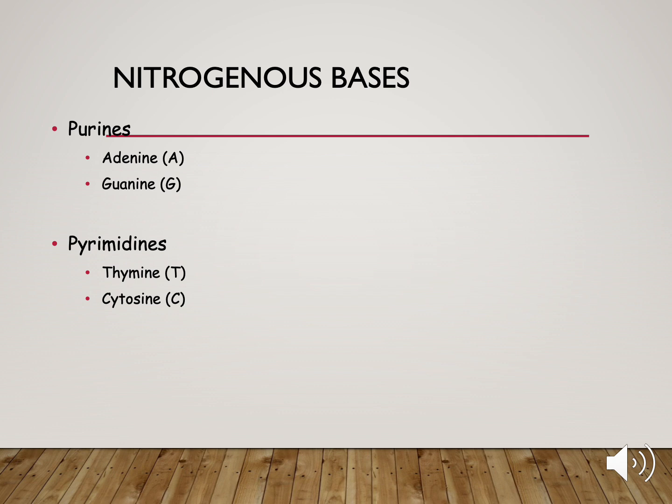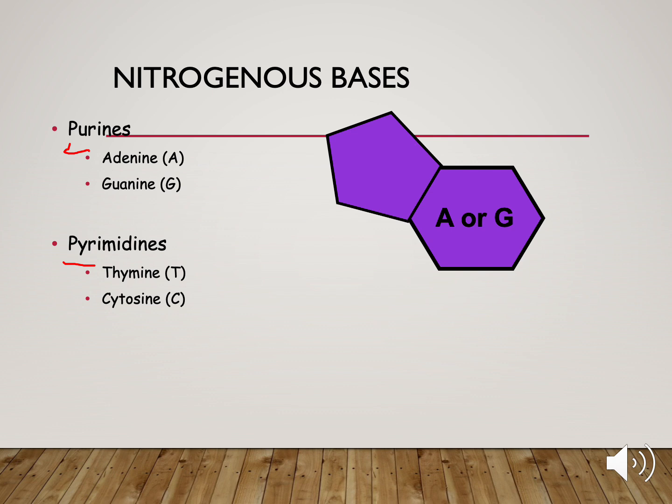Our nitrogen bases are grouped into two categories, and this is something that is done in organic chemistry. We have the purines and the pyrimidines. The purines are going to represent adenine and guanine, and you'll notice that the purines, they have two parts to their structure. The pyrimidines only have one part to their structure, and that's going to be thymine or cytosine.